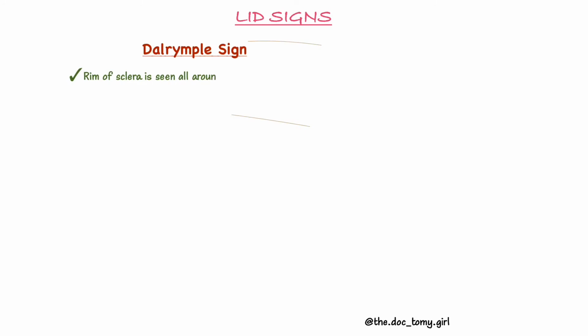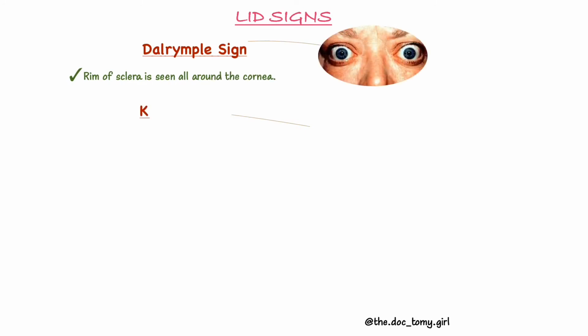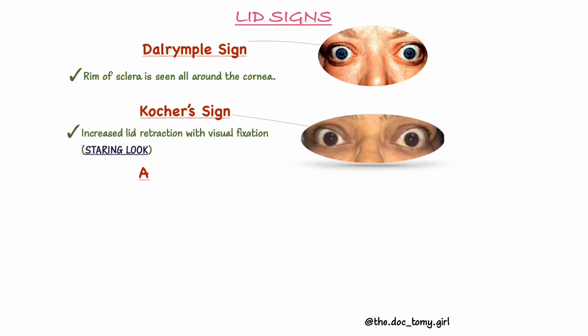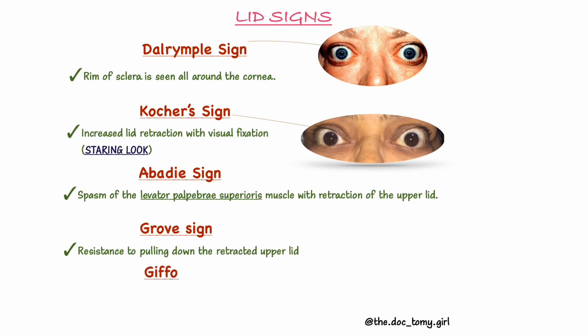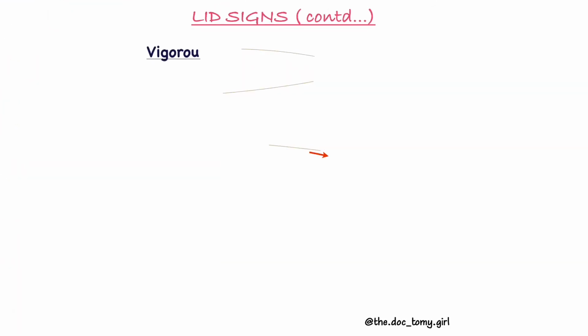So the lid signs. Dalrymple sign, in which the sclera is seen all around the cornea. In the Kocher sign, there is increased lid retraction with visual fixation giving a staring look. In Abadie's sign, the spasm of levator palpebrae superioris muscle occurs with the retraction of the upper lid. In Grove's sign, there is resistance to pulling down the retracted upper lid. In the Gifford sign, there is a difficulty in everting the upper eyelid. So in both the signs starting with G, there is a resistance or difficulty because of the retracted lid.